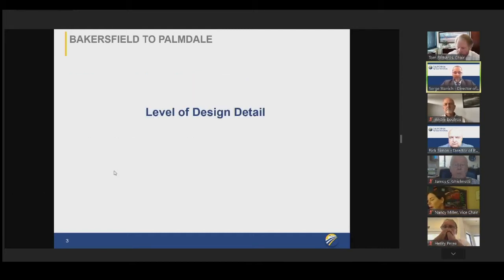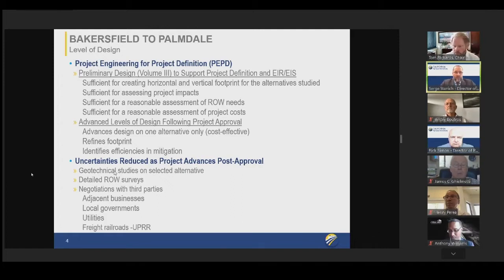So can we advance to the next slide, please? So first off, we'll talk a little bit about the level of design detail. So go right into the next slide, please. The authority in 2013, I believe, developed a technical memorandum that we identify as project engineering for project definition. It's based on roughly a 15% design, to identify a sufficient horizontal and vertical footprint for evaluation of the alternatives. This allows us to understand the range of the effects and identify what the project effects would be for the various resources that we discussed yesterday. And it also allows us to identify what the right-of-way needs would be, so the community impacts and property takes, and then also helps us to identify a reasonable estimate of the project costs.